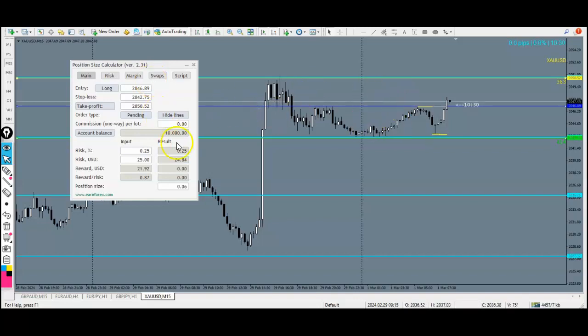Alright, so welcome. This is the challenge that we're taking. It's a $10,000 account, and we have decided that we're going to risk 3% per day. We're looking for at least 6 trades, so that will mean we'll be risking 0.5% per trade.